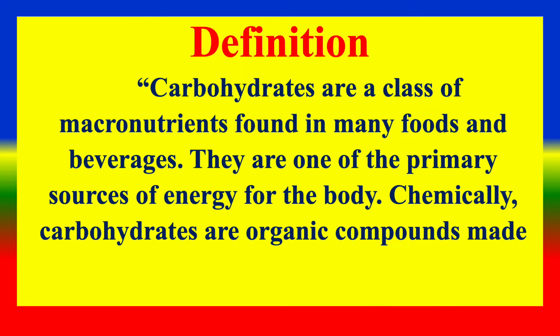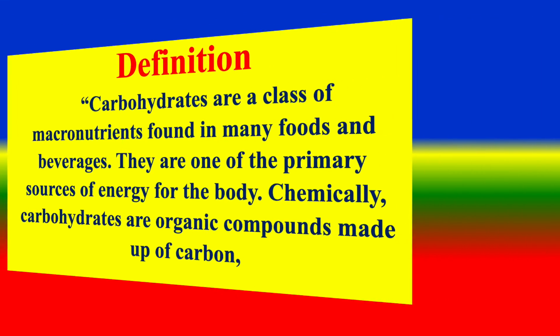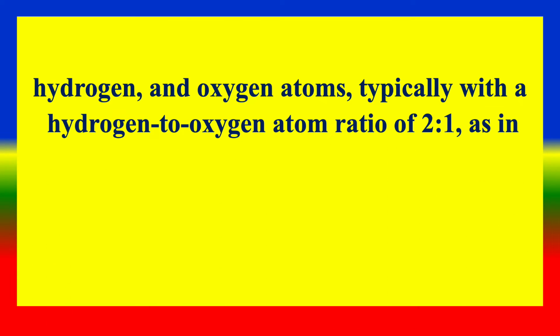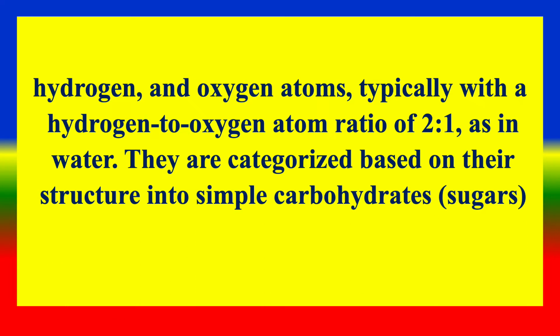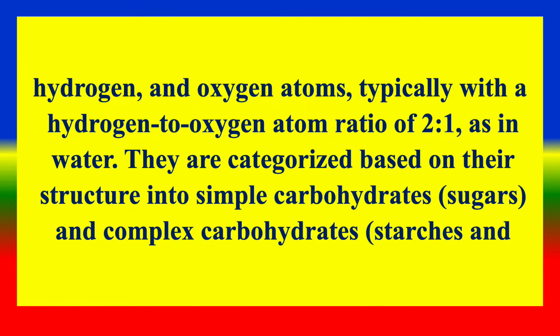Chemically, carbohydrates are organic compounds made up of carbon, hydrogen and oxygen atoms, typically with a hydrogen to oxygen atom ratio of 2:1 as in water. They are categorized based on their structure into simple carbohydrates, sugars, and complex carbohydrates, starches and fibers.